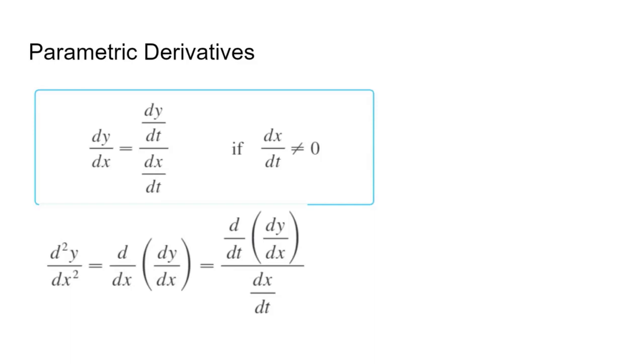increasing? Where is it decreasing? Where are the horizontal tangent lines? Where are the vertical tangent lines? All that information is encoded in the first derivative, dy/dx. It's increasing when dy/dx is positive. It's decreasing when dy/dx is negative.